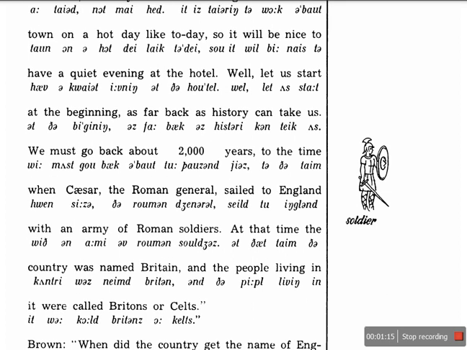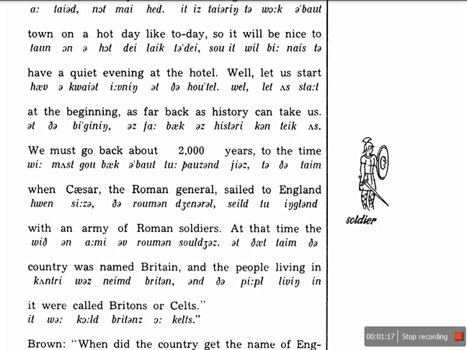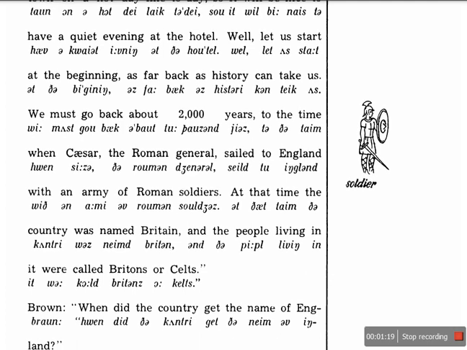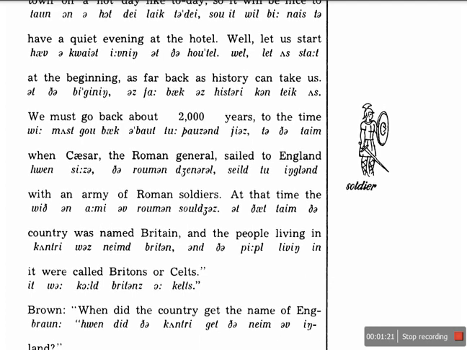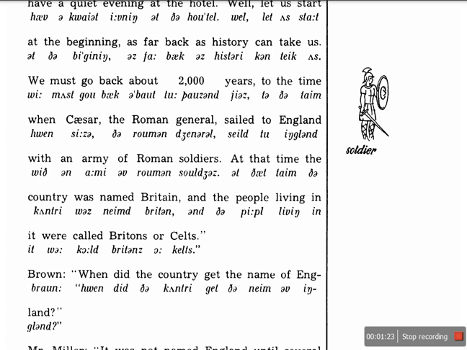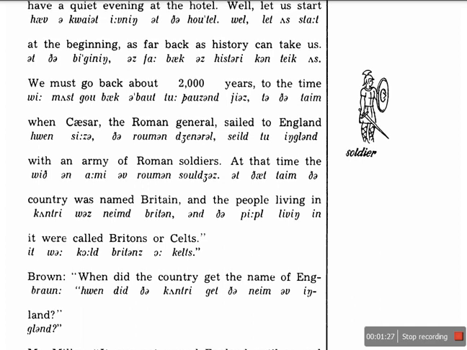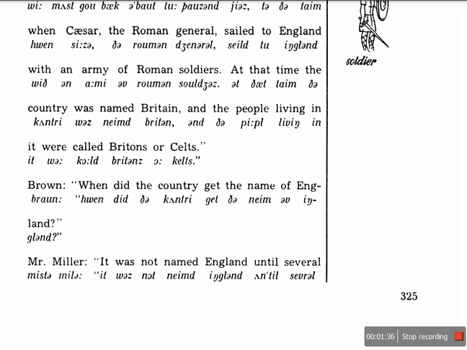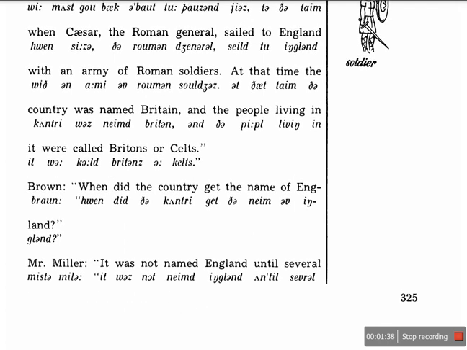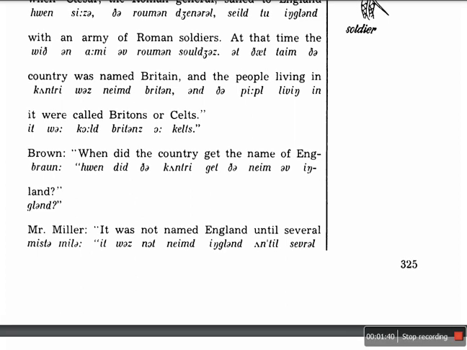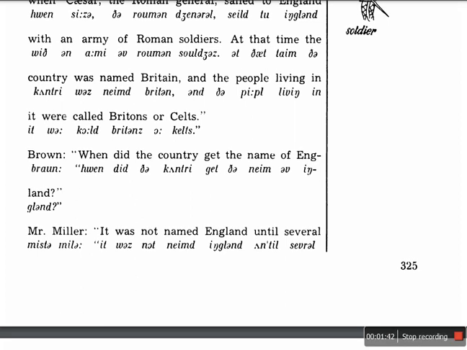As far back as history can take us, we must go back about 2,000 years to the time when Caesar, the Roman general, sailed to England with an army of Roman soldiers. That's a soldier. At that time the country was named Britain, and the people living in it were called Britons or Celts. Brown, when did the country get the name of England?